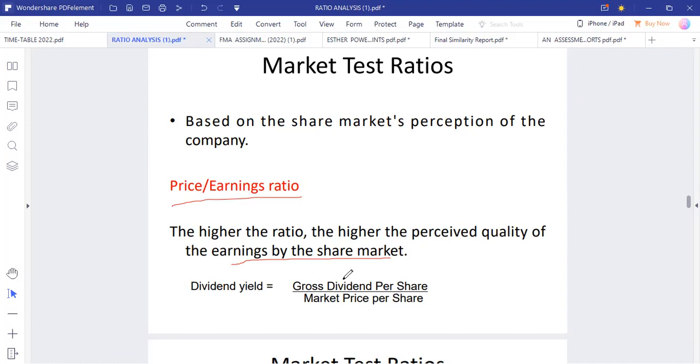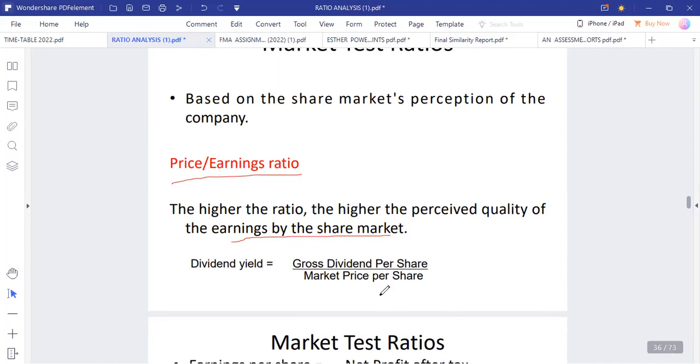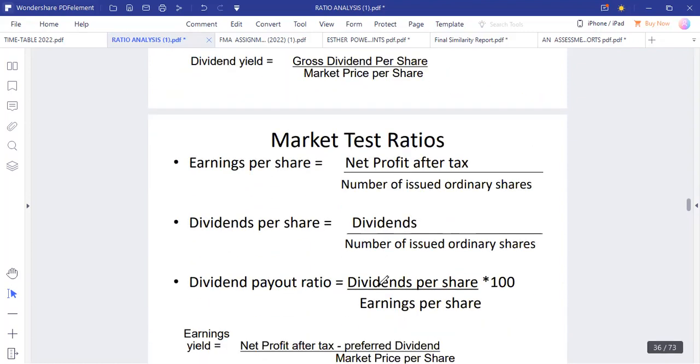Then we also have the dividend yield, which is simply gross dividend per share over the market price per share. Other market ratios are as follows. Earnings per share is net profit after tax over the number of issued shares. Dividend per share is the dividend over the number of ordinary shares, and the dividend payout ratio is simply dividend per share over the earnings per share.